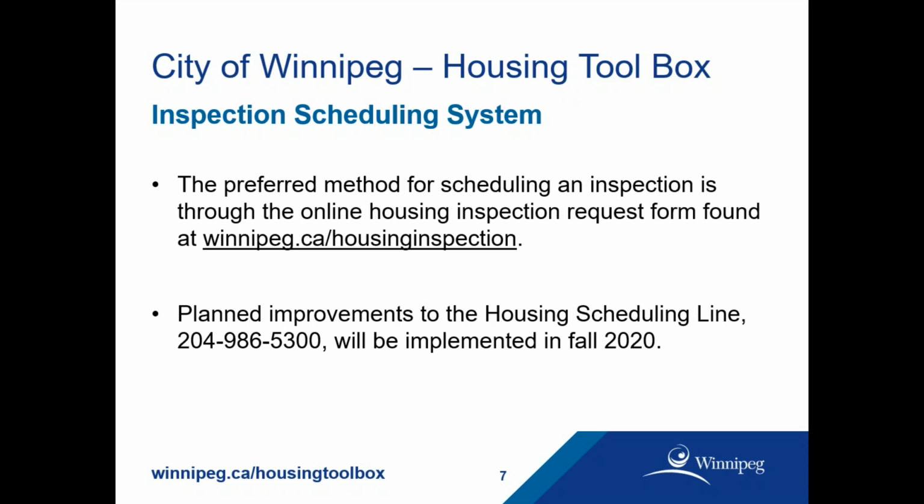But the other piece is the housing scheduling line, the phone line 5300, that we had planned some improvements to implement earlier this year, but due to the adjustments that we had to make because of the pandemic and planning and pivoting inspections to still conduct inspections during this challenging time, our resources sort of shifted away from the housing scheduling line implementation, because it was a big change. We wanted adequate time to test it.